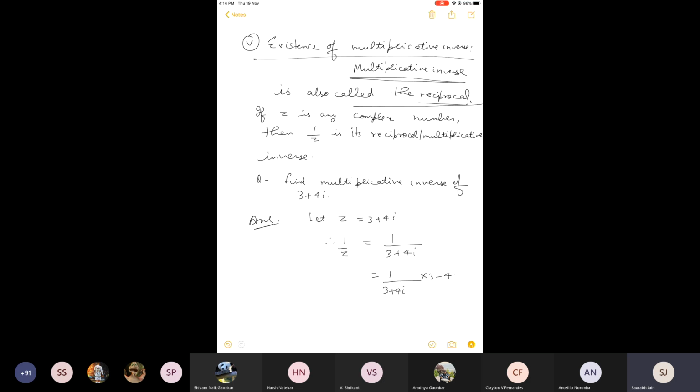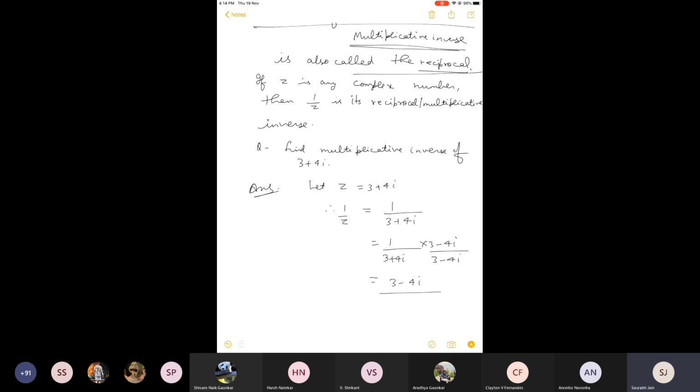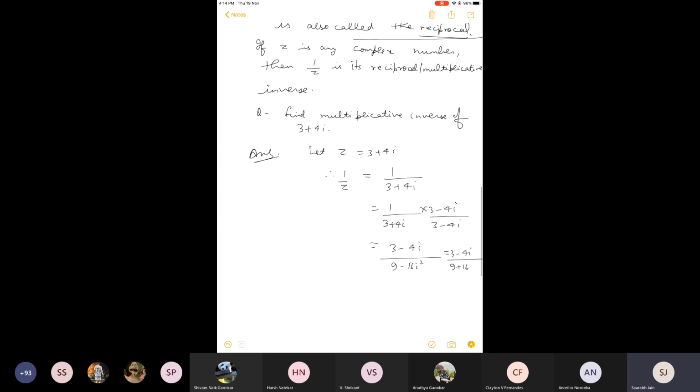Now after rationalization we will get 3 minus 4 iota in the numerator, and the denominator will be 9 minus 16 iota square. So this will come out to be 9 plus 16. Why? Because iota square is minus 1. So finally the value will be 3 by 25 minus 4 iota by 25. You will always get a single complex number and you need to express it in the general form. Always remember that. You cannot leave iota in the denominator.